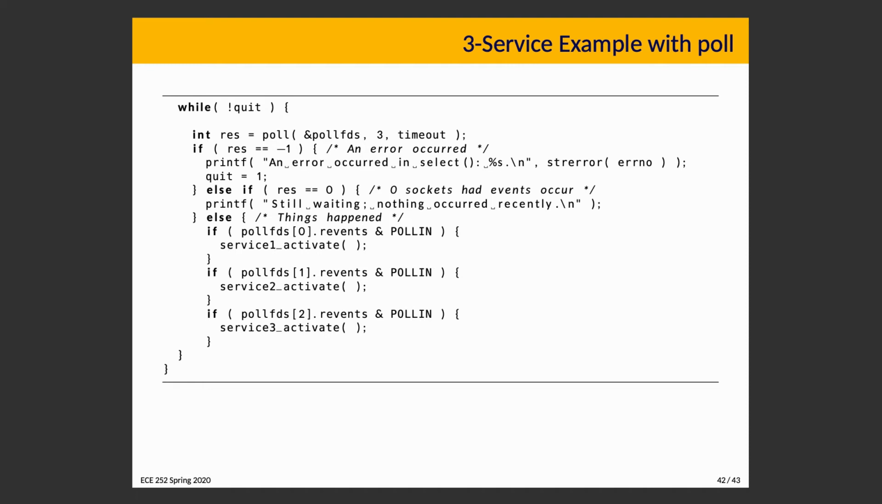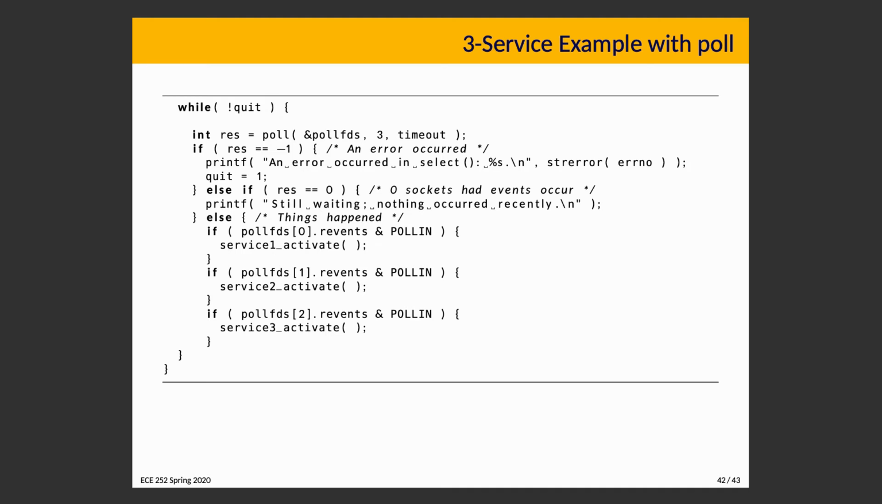And if result is -1, as before, if something goes wrong, then we get back -1, and the error number variable is set. So we have to remember to check that and take a look at it. If result is 0, nothing had an event occur, so "still waiting, nothing occurred recently" is printed again.